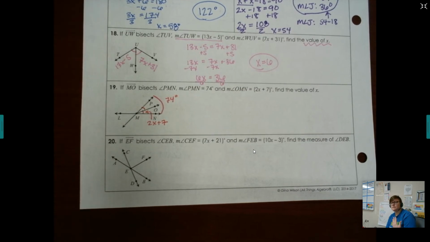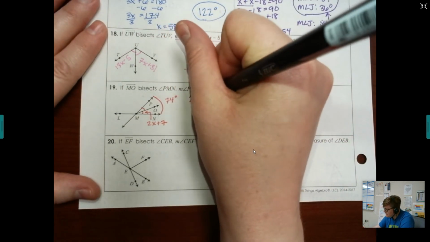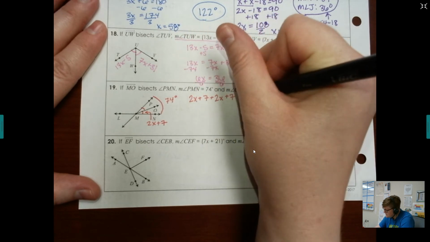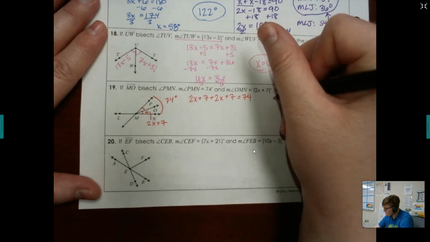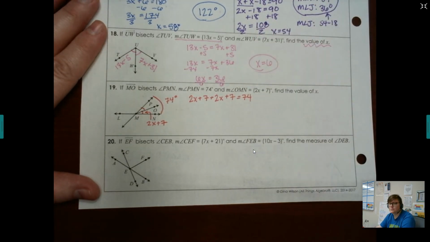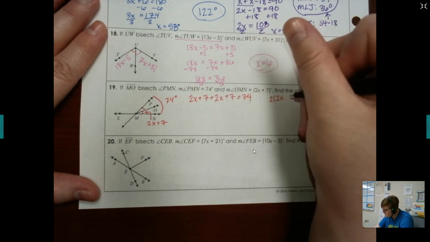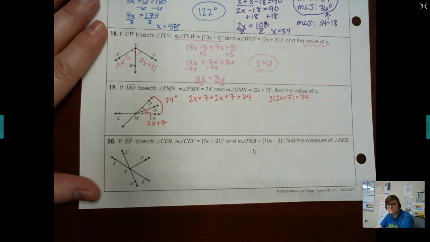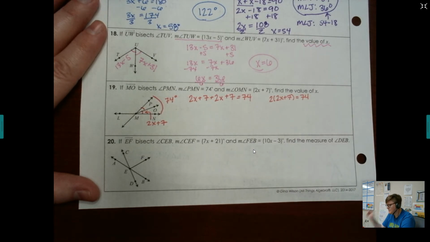Now there's 3 different ways you could set this up actually. Most people seem to be favoring, well, I know I need 2x plus 7 2 times, so I'm going to write it 2 times and set it equal to 74. If you think about, well, instead of writing it twice, I can just put 2 times and write 2 times 2x plus 7 equals 74. These are exactly the same.